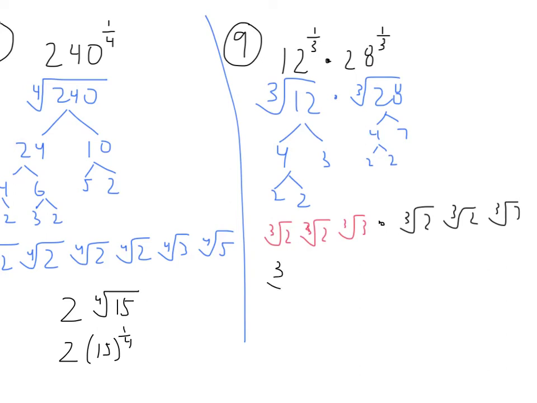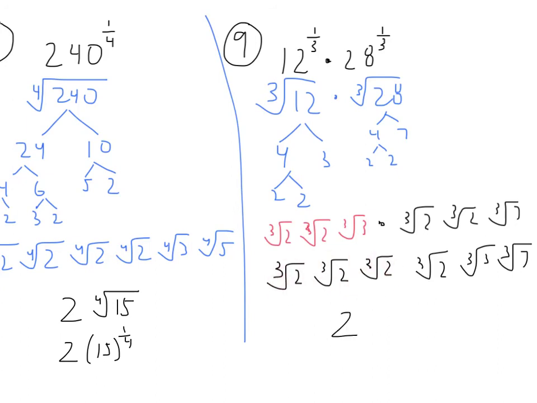So this is the same thing as the cube root of 2 times the cube root of 2 times the cube root of 2 times we have another cube root of 2, cube root of 3, and cube root of 7. Right? By definition, what is this? Cube root of 2 times cube root of 2 times cube root of 2? That's just 2. And what do we have left over here? Cube root of 2 times cube root of 3 times cube root of 7. This is the cube root of 42.